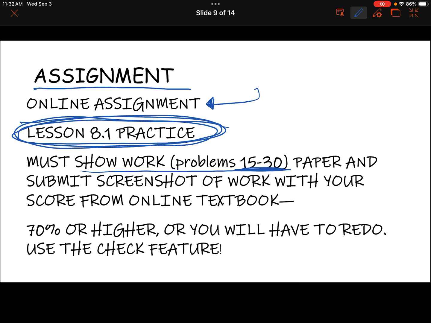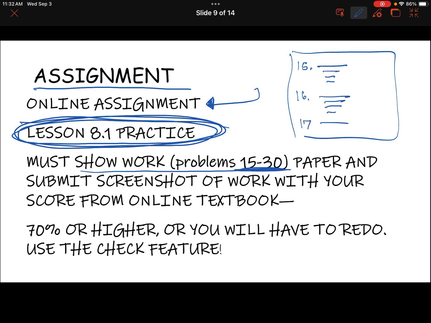But when you get to number 15, you need to get out some paper. For number 15, write the problem and show your work. And number 16, write the problem, show your work. 17, following that expectation. Paper and a screenshot of your work with your score from your online textbook is what needs to be submitted.